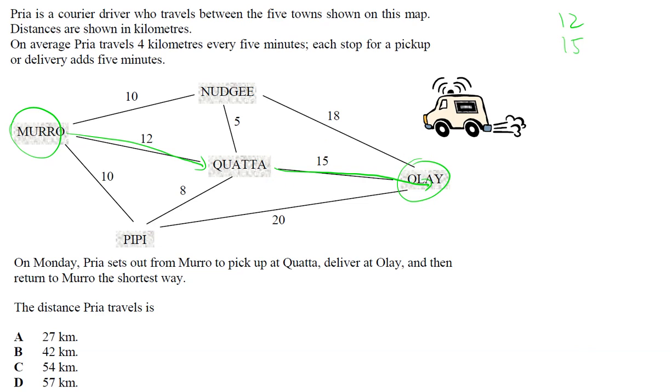Now she has to return back to Muro, the shortest way. Now there's 3 ways back to Muro. There's this route, and then the one straight down the middle via Quetta.